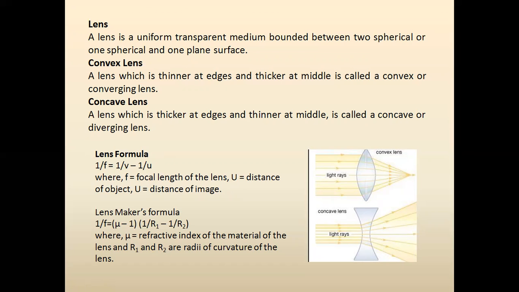Another important formula is the lens maker's formula, that is 1/f = (mu - 1)(1/r1 - 1/r2). Here mu is the refractive index of the material of the lens, and r1 and r2 are the radii of curvature of the lens. So two formulas are very important for this chapter. One is the lens formula and the other is the lens maker's formula.